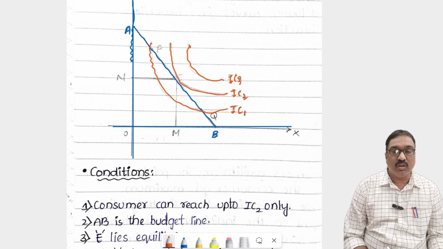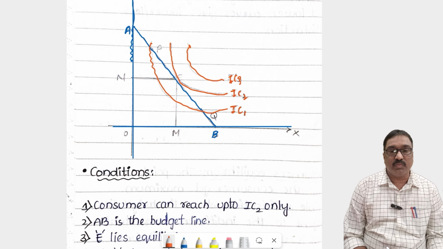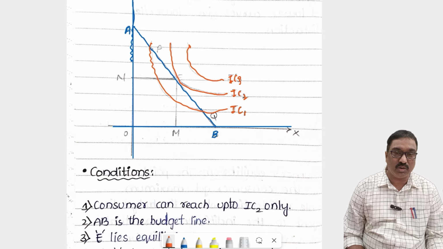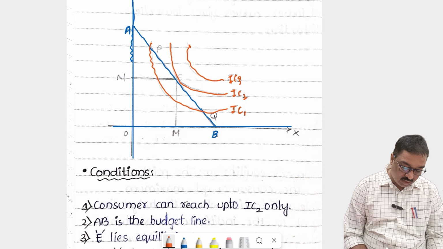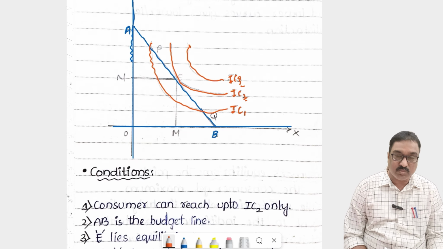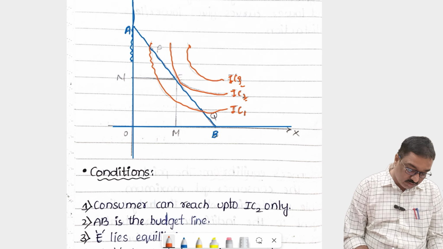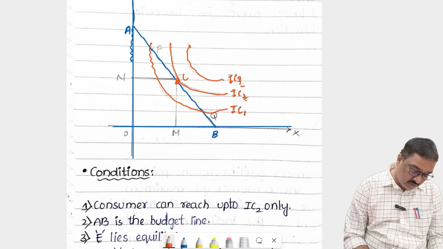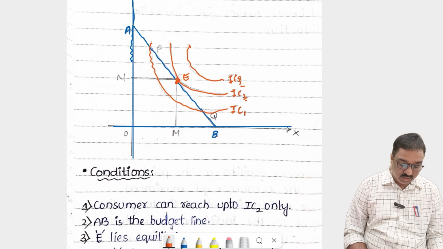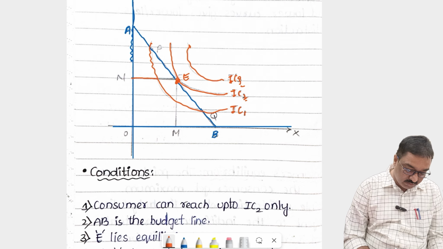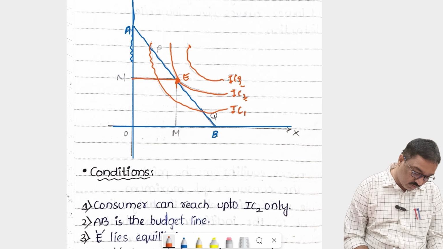Already I told you in the previous video about the properties of indifference curves. When the indifference curves move upwards, higher curves give higher satisfaction, and lower curves give less satisfaction. So IC2 gives more satisfaction than IC1, and IC3 gives more satisfaction than IC2. Here at this point the consumer is in equilibrium. That point is called the consumer's equilibrium point.